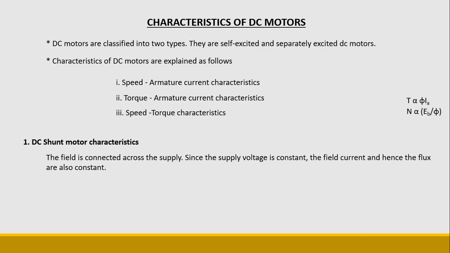Let us take DC shunt motor characteristics. Look at the circuit diagram of DC shunt motor. Here, the field is connected across the supply. Both armature coil and field coil are connected in parallel connection. Since the supply voltage is constant, the field current and hence the flux are also constant.